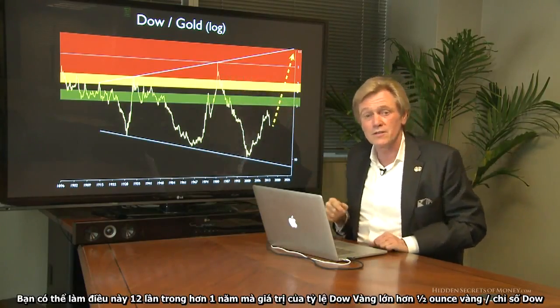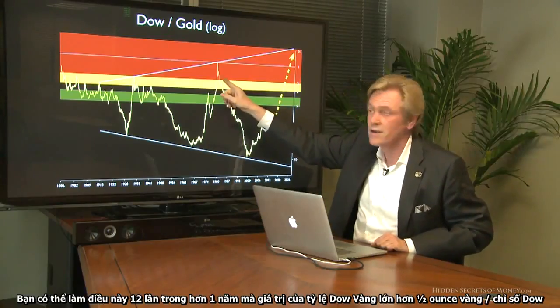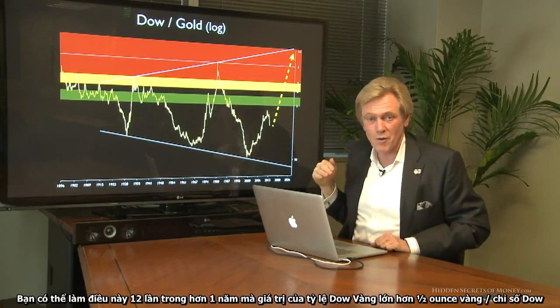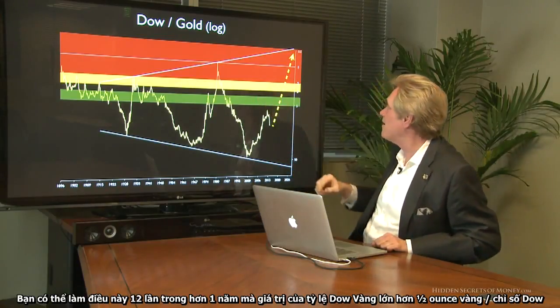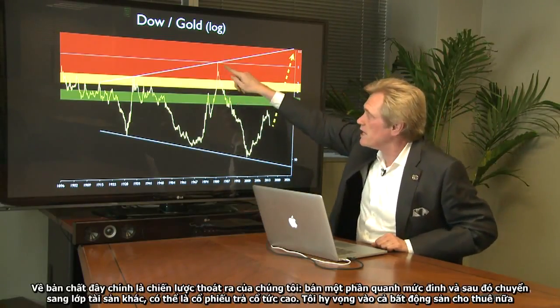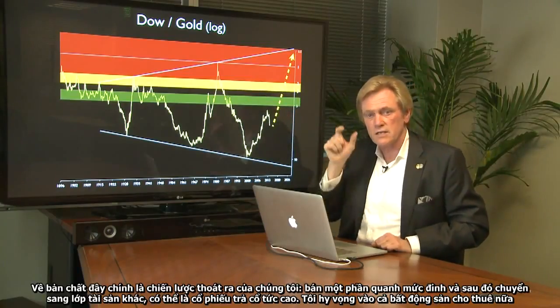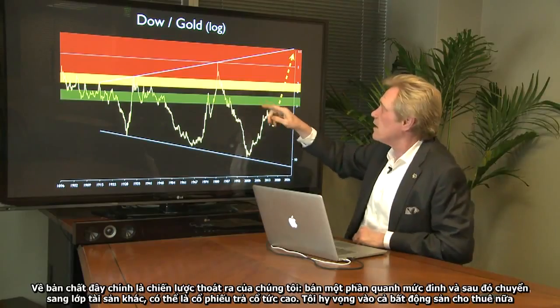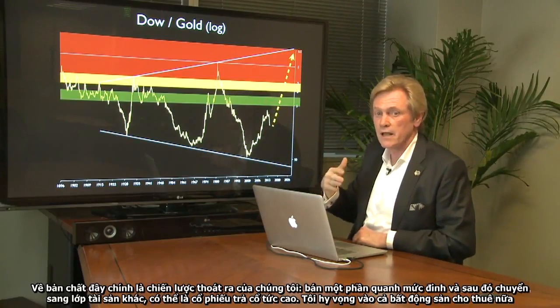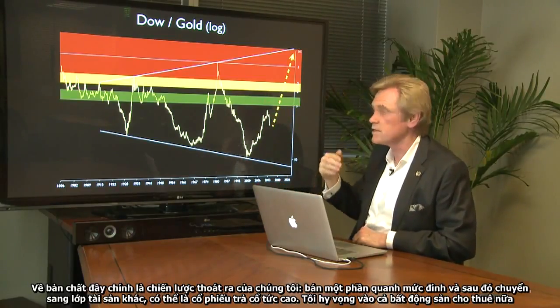And you could have done this 12 times. There was more than a year where the Dow Gold Ratio, gold's value, was greater than half the points of the Dow. So this is basically our exit strategy: to sell these increments around the top and then go into the next asset class, possibly high dividend yield stocks.